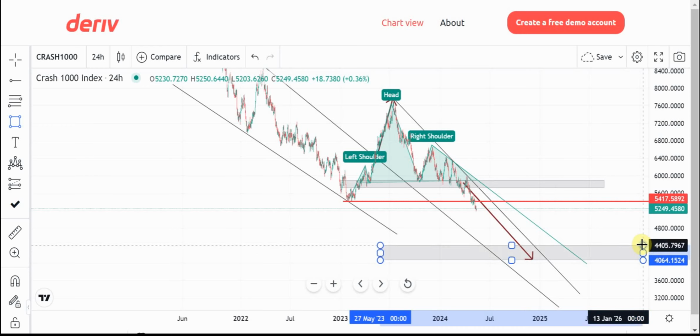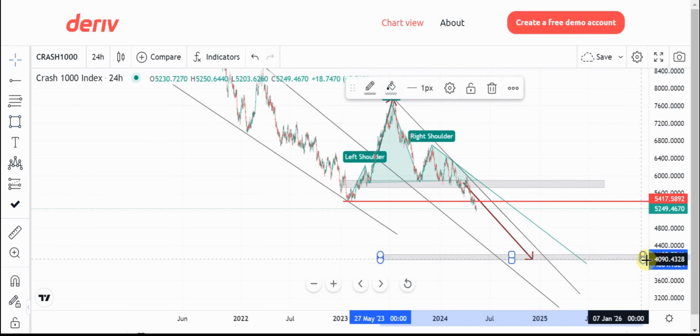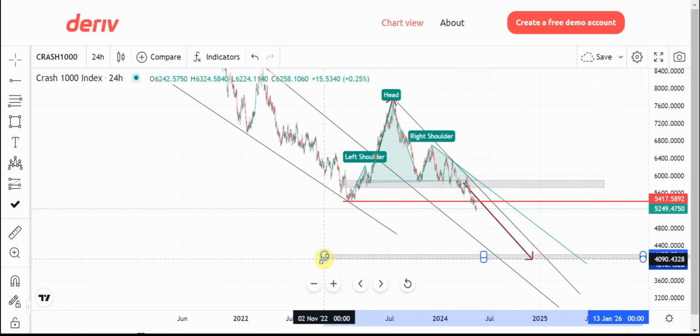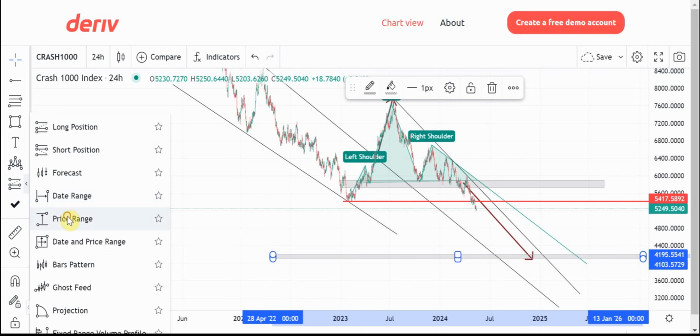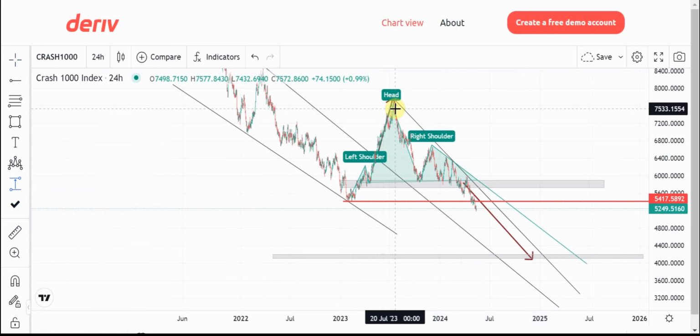Just put yourself like an average area, just somewhere around here. Adjust for your corrections and everything. But if you want to be very accurate, you can use this tool called the price range tool. The price range tool gives you close to accurate, because it's got markings.